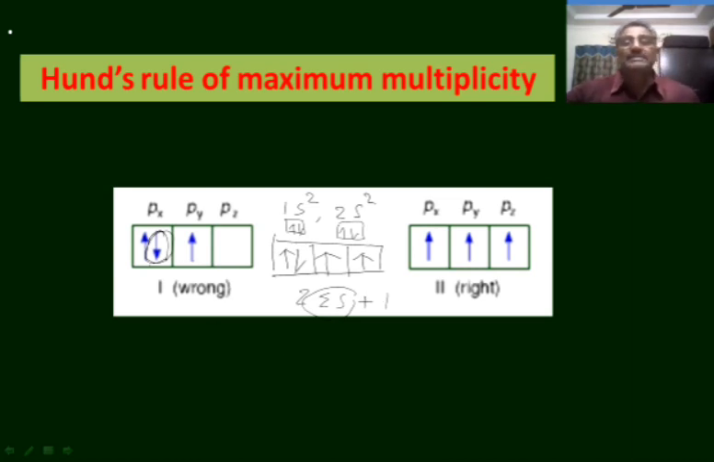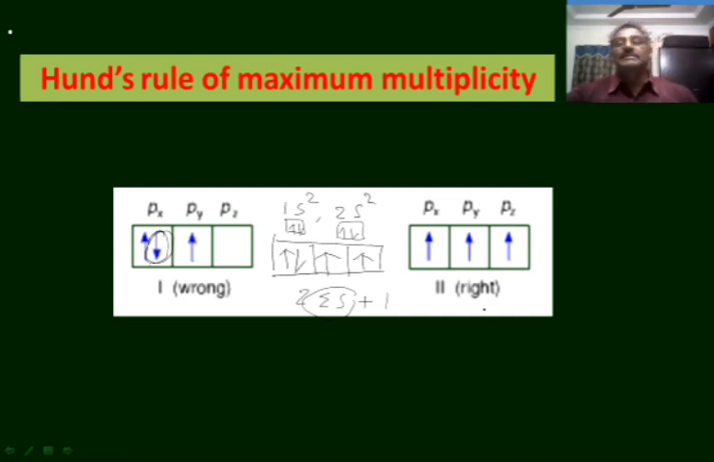Among these two kinds of filling of orbitals, which one is correct? The second one is right, the first one is wrong. Why? In the first one, in the degenerate orbitals, one orbital is empty, but in another orbital, electrons are paired up. This is against Hund's rule of maximum multiplicity. This leads to instability of the atom, whereas maximum spin multiplicity gives stability to the atom.